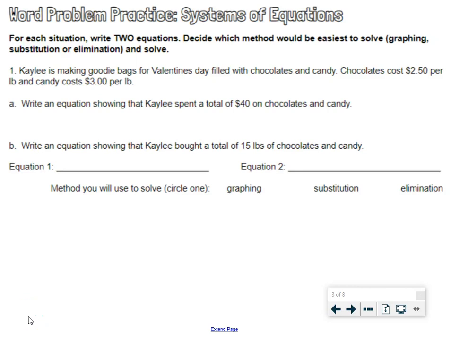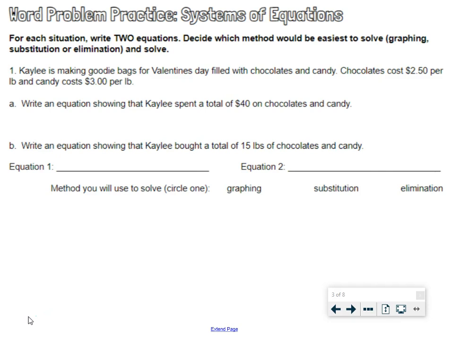All right, word problem practice for systems of equations. I'm going to help you guys get started and then walk you through the rest of the worksheet, and then you can work. For each situation, write two equations. Decide which method would be easiest to solve, graphing, substitution, or elimination, and solve.